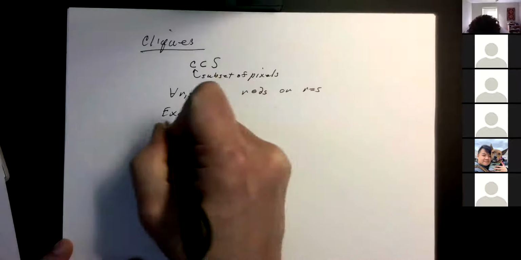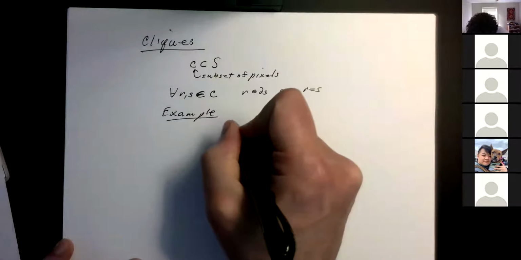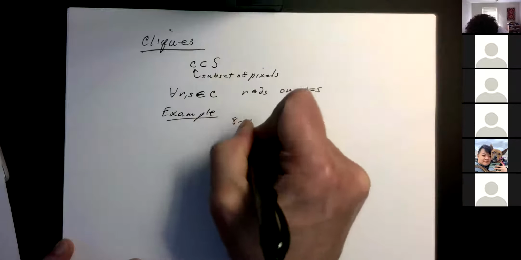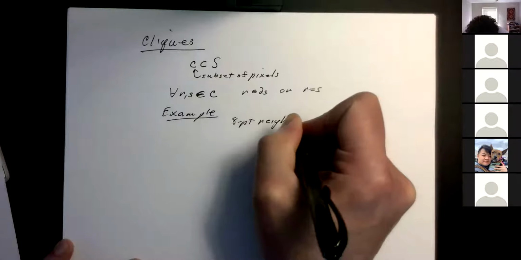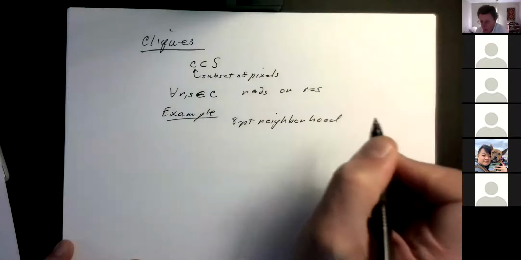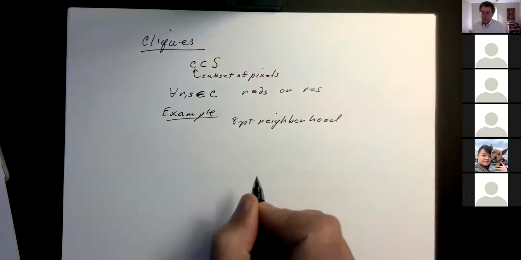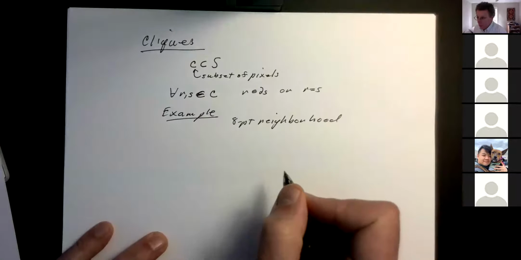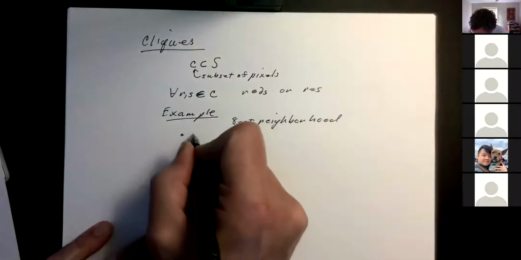I can have an example, so I have a 4-point neighborhood, or I say 8-point neighborhood. So basically, cliques are a function of the neighborhood. You have to have a particular neighborhood, then you can determine what the cliques are. So you know what an 8-point neighborhood is. It means that it's like this.